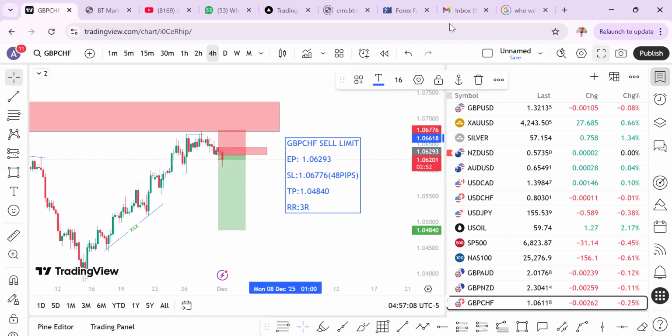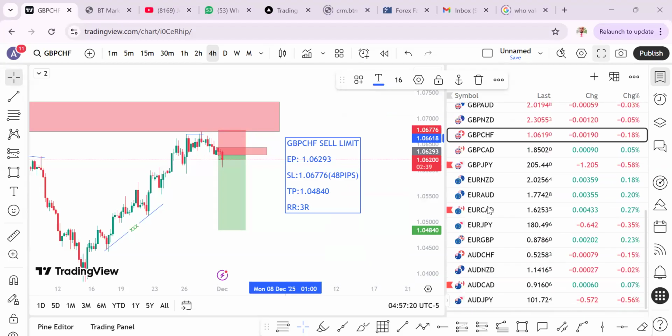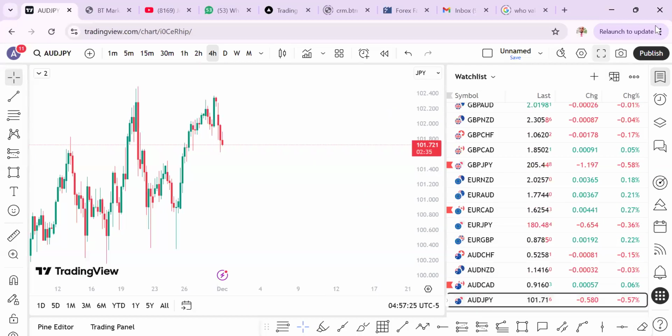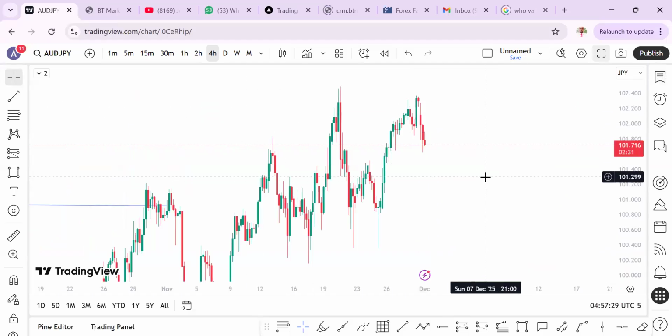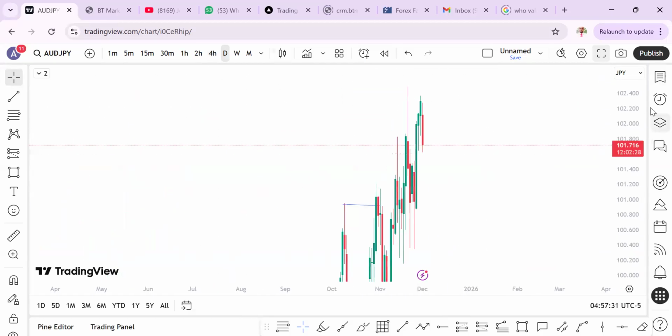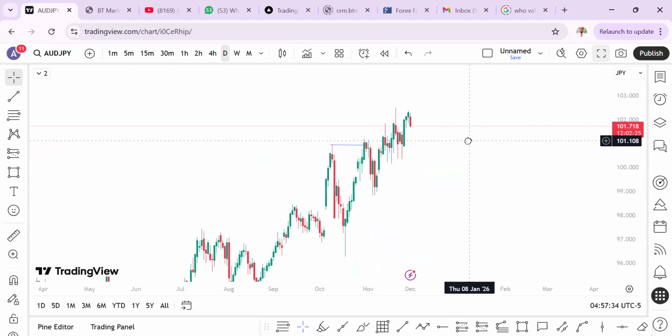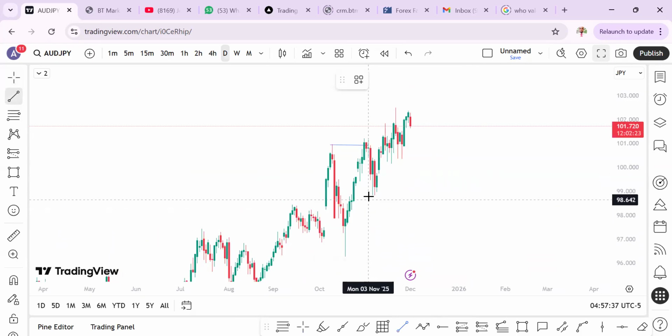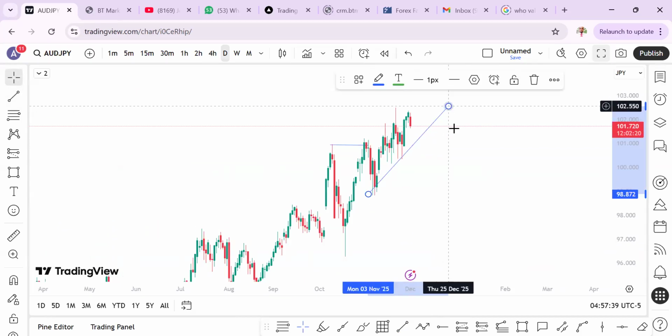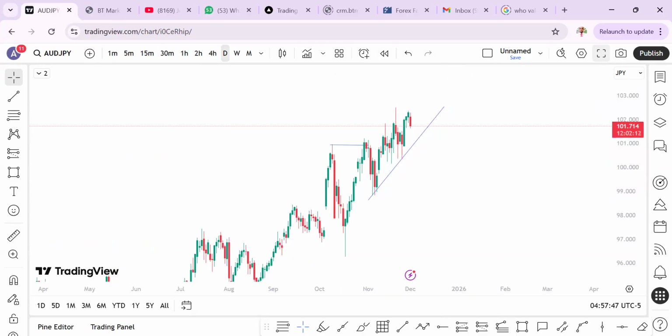So let me quickly check the EJ, okay. Let me check our trade for us. AJ. What is AJ? AUDJPY. AJ. Daily time frame. Okay. This price action is somehow.